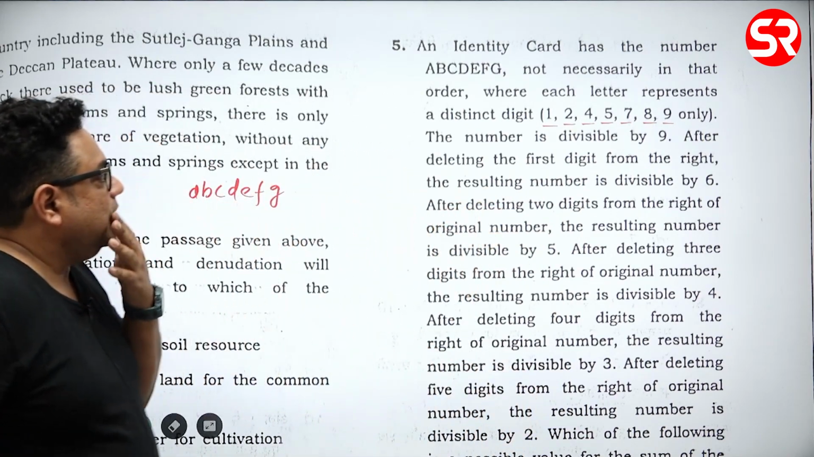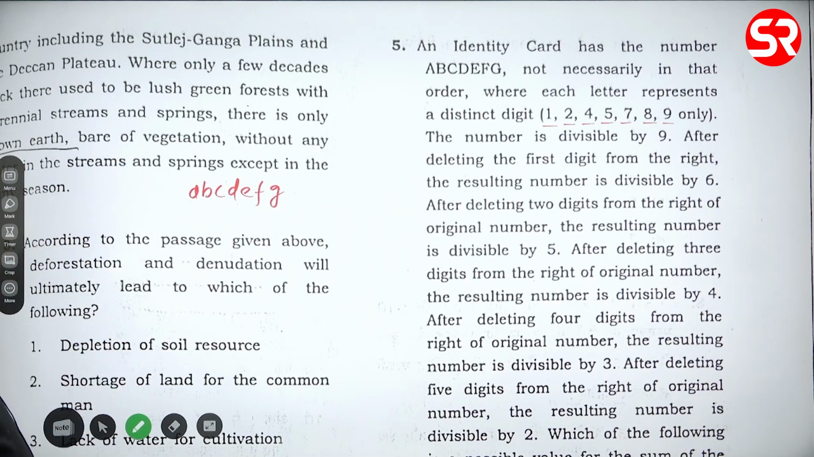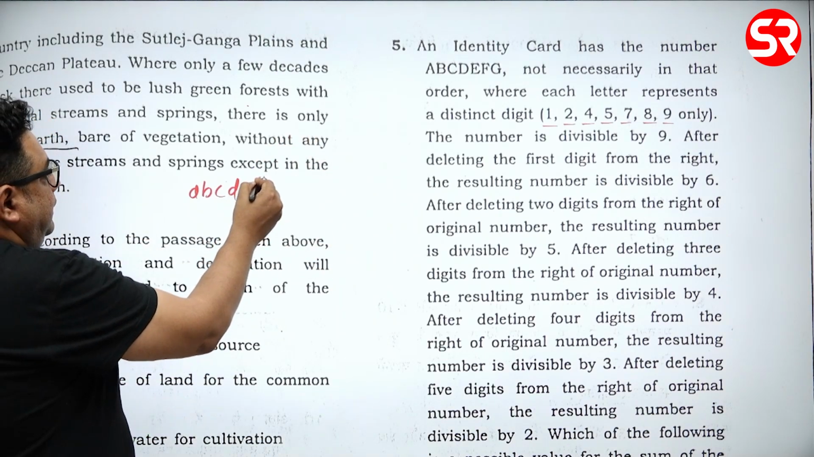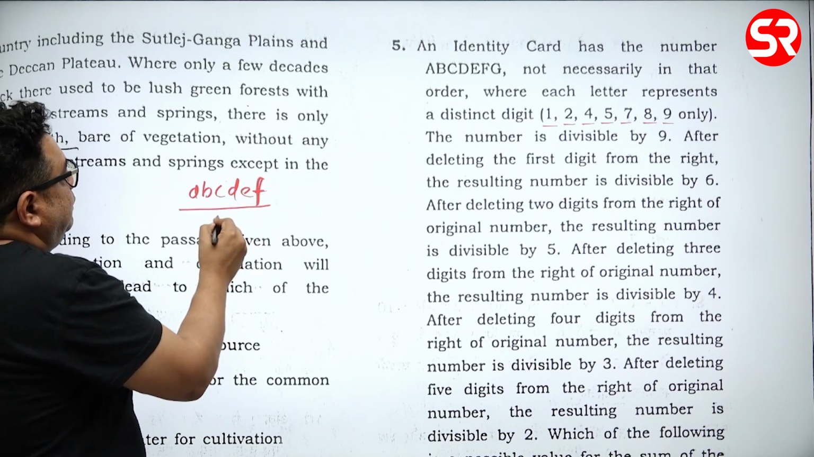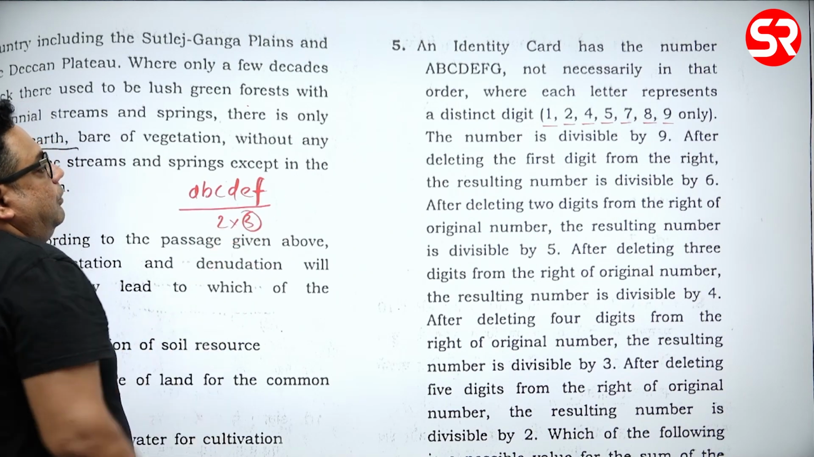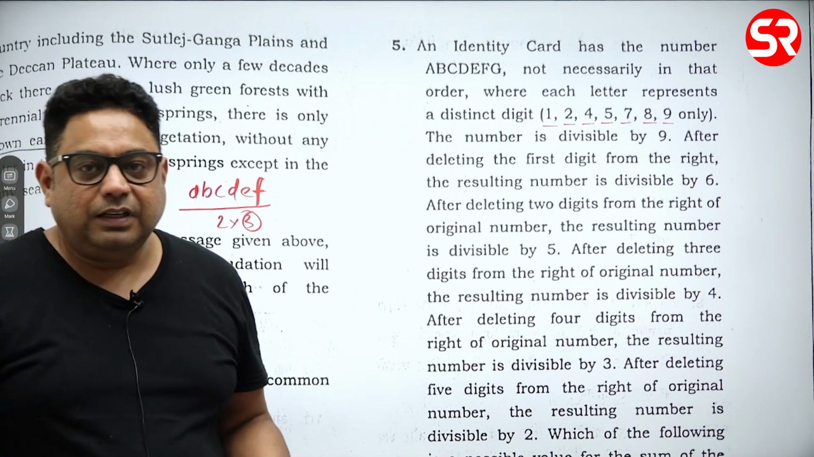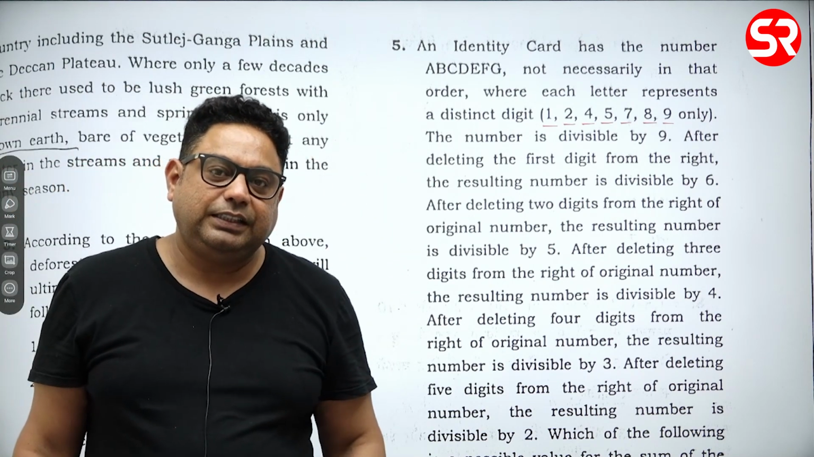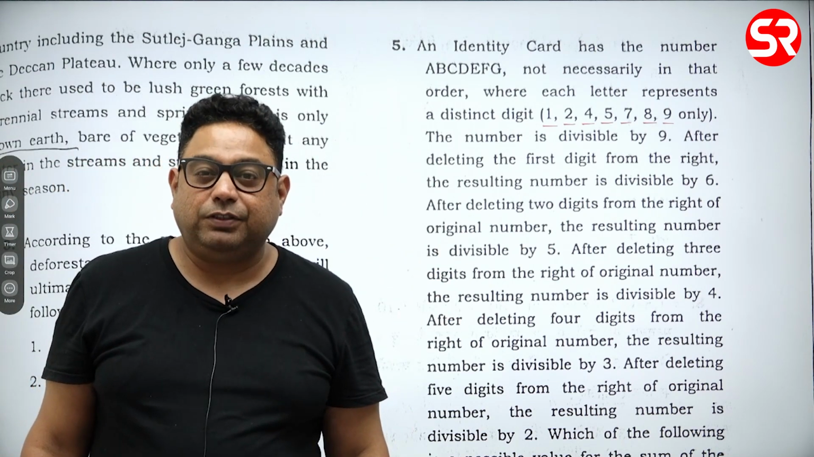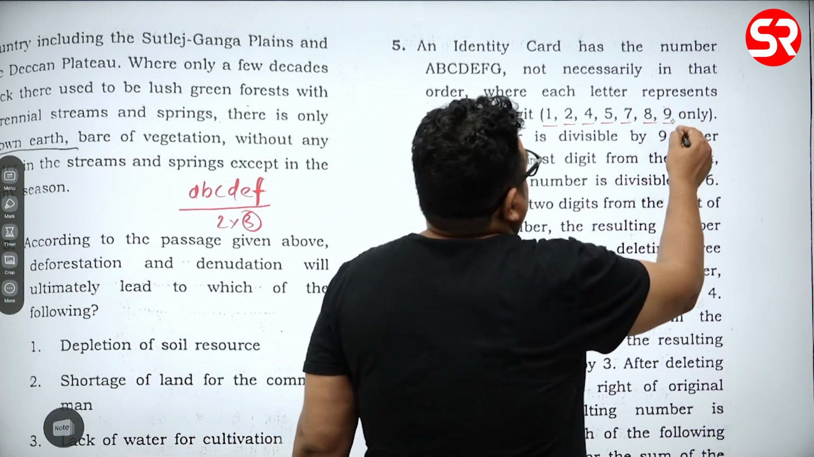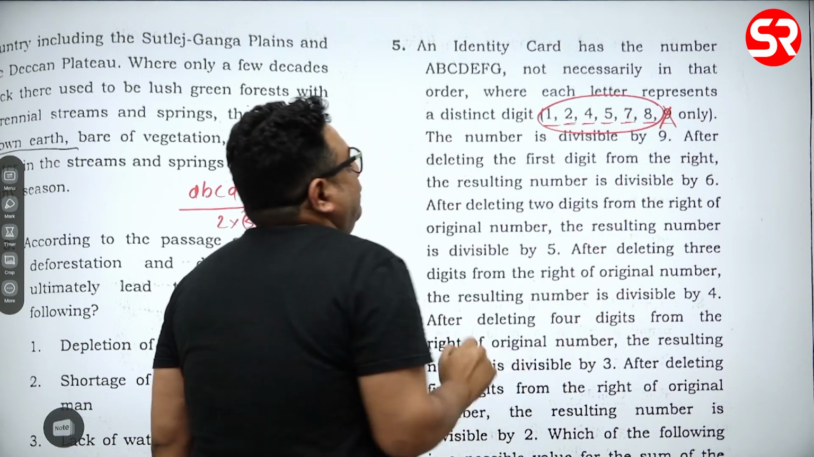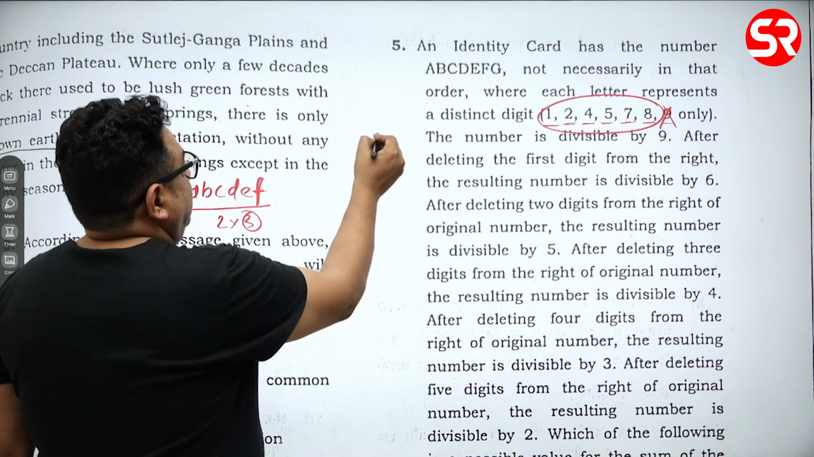Exactly true, right? Then he says, after deleting the first digit from the right hand side, the resulting number is divisible by 6. If I delete this, G gone, the resulting number is divisible by 6, which means 2 and 3. Now, the only issue was which number you should remove so that the 6-digit sum is a multiple of 3. You should check: if you remove 9, then 1 plus 2, 4 plus 5, 7 plus 8 is a multiple of 3. So, actually, G is 9.